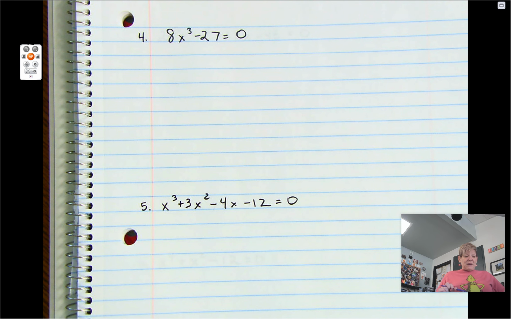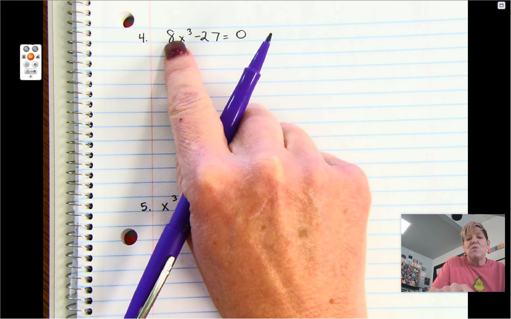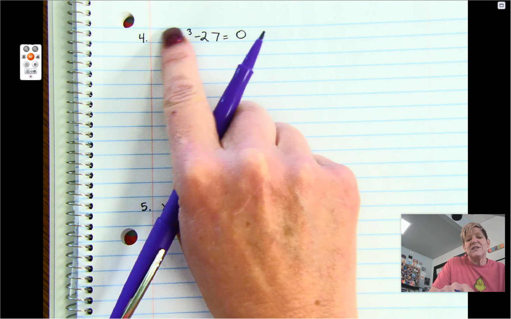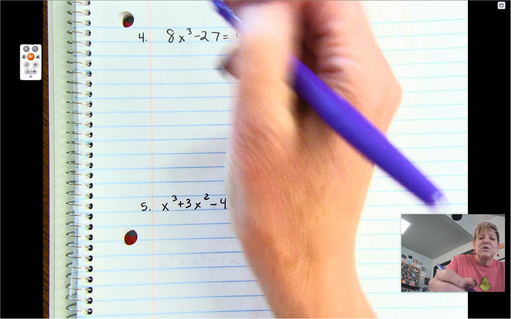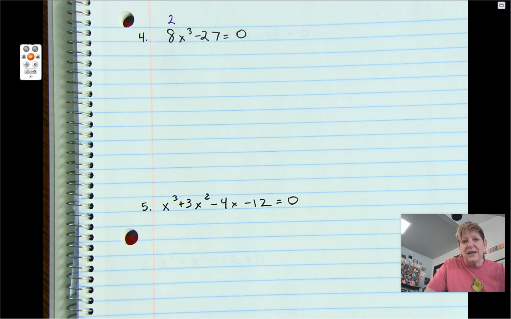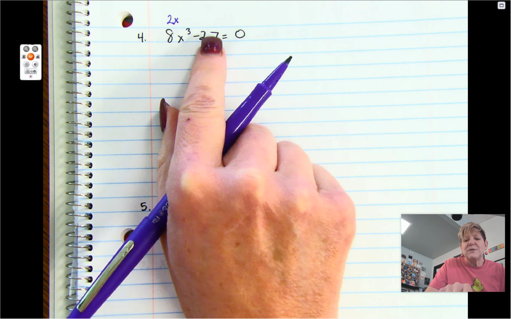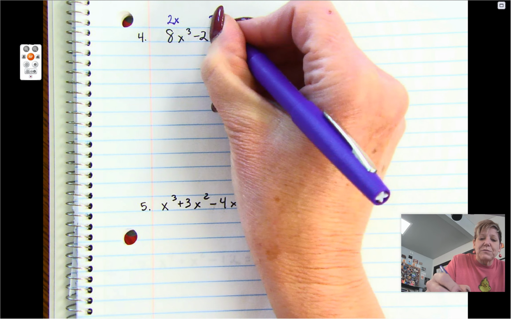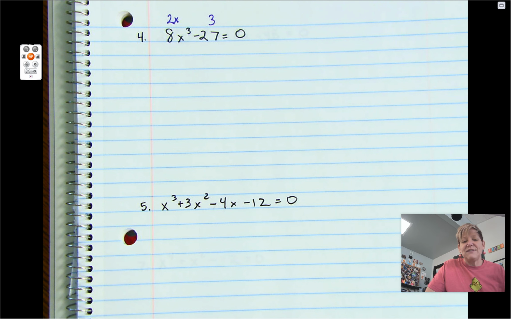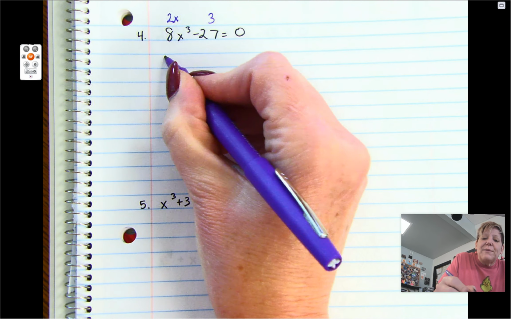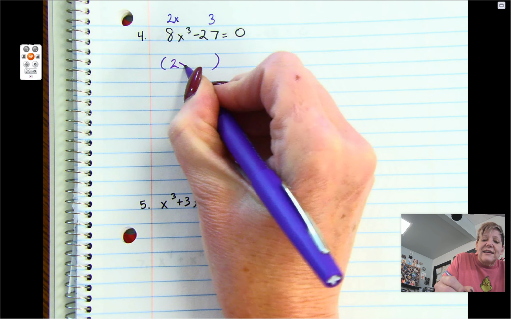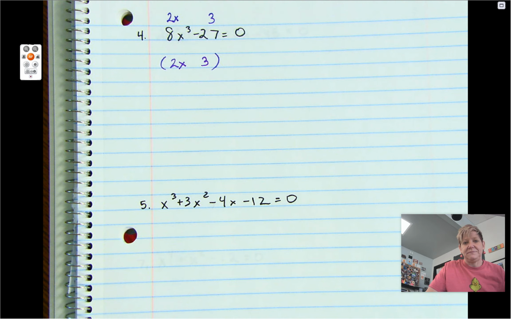So for the pattern, what we do is we say, what is being cubed to make this? Or what is the cube root of this? So 2 times 2 times 2 makes 8. And x times x times x makes x cubed. So we're going to use the 2x that creates this. And then 3 times 3 times 3 makes 27. Or the cube root of 27 is 3. So I am going to put my 2x and my 3 in there.